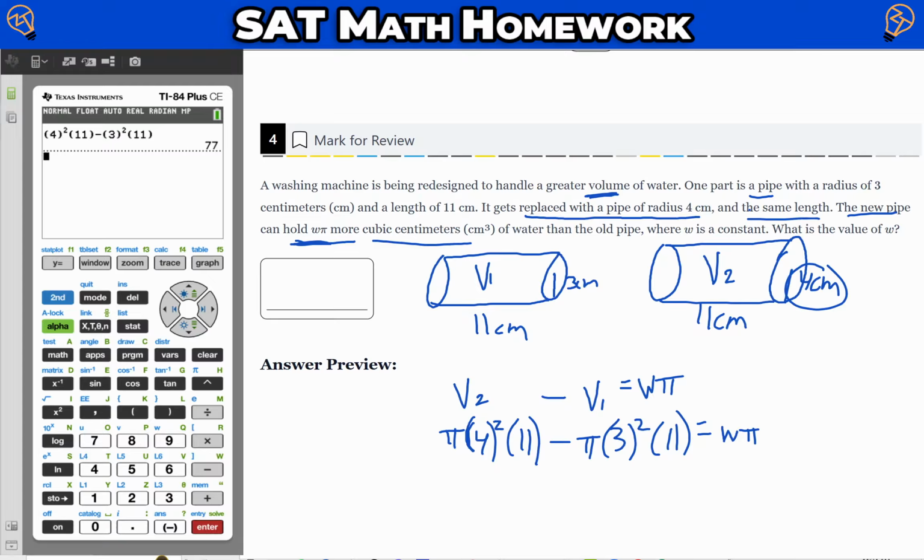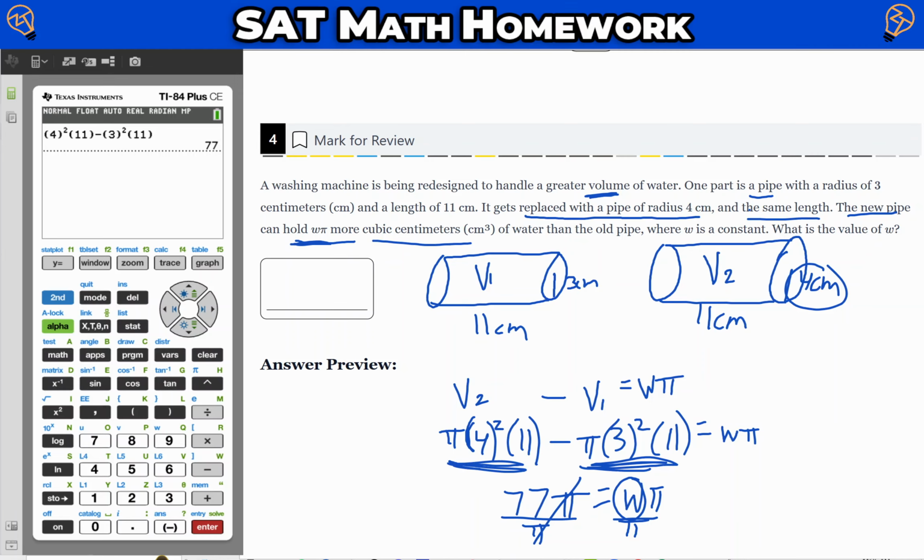Okay, so it's kind of like if I said, well, what if I have 5x minus 2x? Well, it's 3x. Same thing here. I have whatever pi this is minus whatever pi this is. It's going to be equal to 77 pi. And on the right side, we have W pi. So we could get W by itself by dividing both sides by pi. And I get my answer is 77. And we could absolutely call it there.